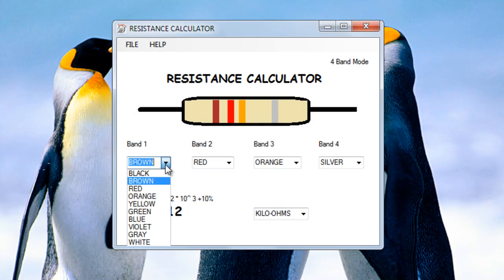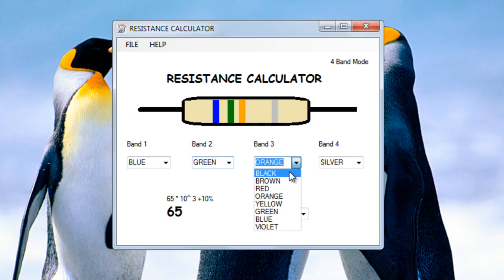If I change the band 1 to blue, the value is 6, band 2 to green, so the value is 5. Now these two are significant digits, so I'll write 6 for blue, 5 for green, and if I change the multiplier to red, it is 6 5 multiplied by 10 to the power 2, which is 6.5 kilo ohm, and in ohms it is 6500.